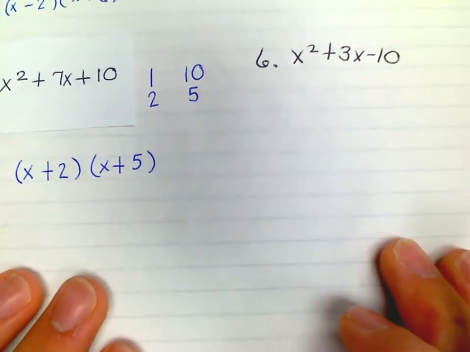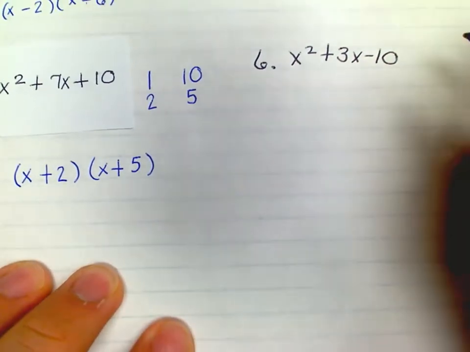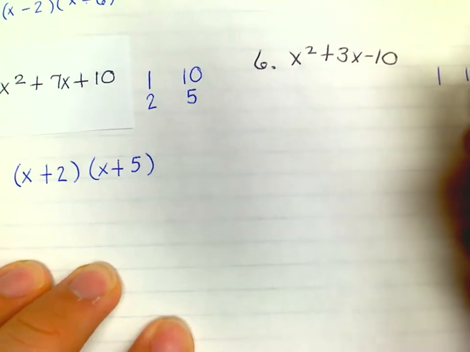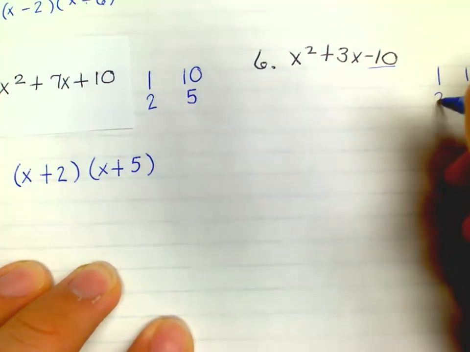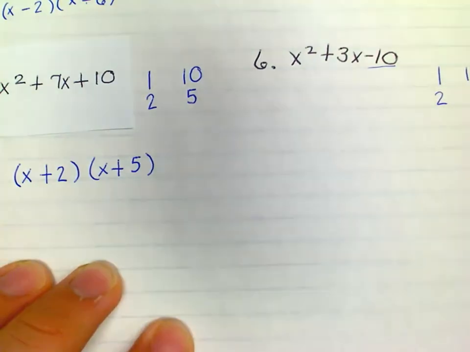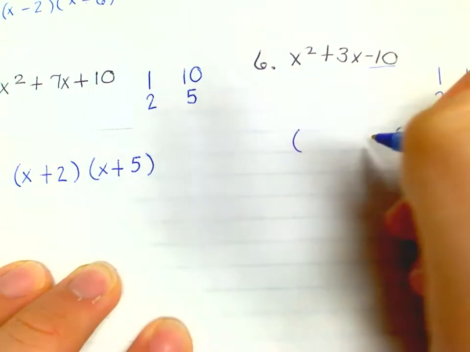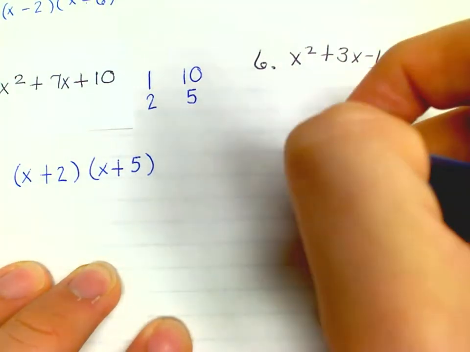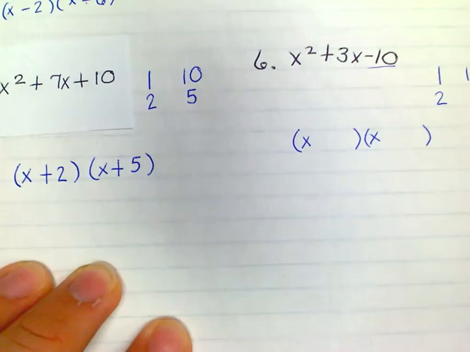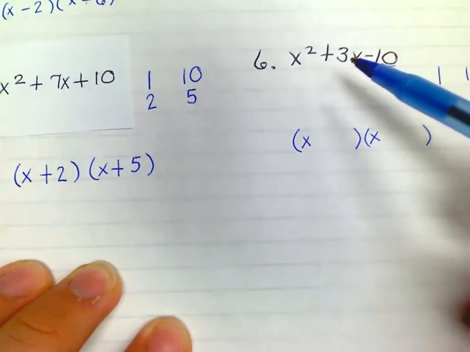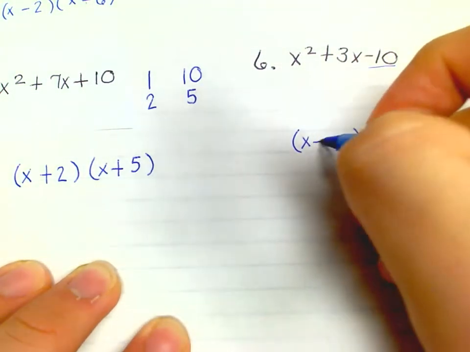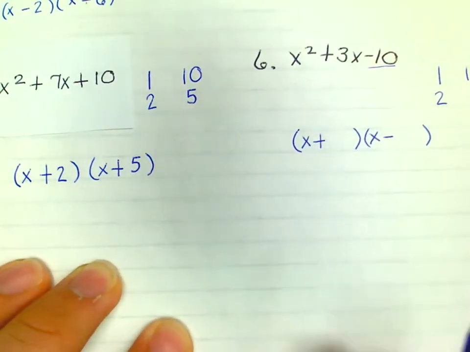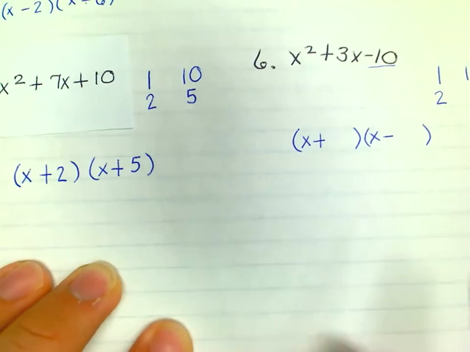Number 6. Again, let's start off by listing the things that multiply to give us the c term, the negative 10. So again, 2 and 5, and 1 and 10. Let's start by opening our parentheses. Just as before, put x's in there. Look at the sign of c. If you notice, it is a negative. Negative means we need to put a plus and a minus, just like we have done in the previous video with examples with negative values for c.